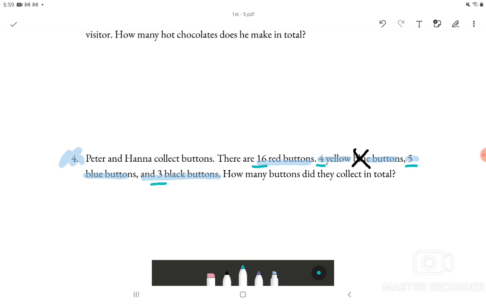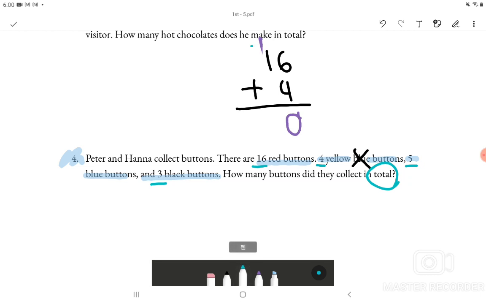So there are 4 types of buttons, and we have to get the total amount, which means we have to add all of these different colored buttons together. Let's start off by adding 16 and 4. 4 plus 6 is equal to 10. So we would write the 0 below the 6 and 4 and write 1 on top of the 1 over here. And then we would add these 2 together, 1 plus 1 is equal to 2. So we know that 16 plus 4 is equal to 20.